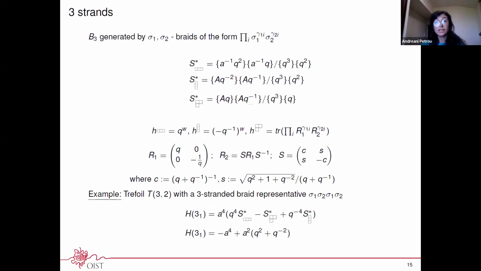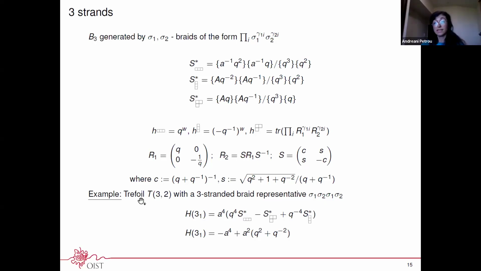And on three strands, similarly, now we have two braid generators. So the braid words will be of this form. And we have three Schur functions now. The coefficients for these two are the same, but for the hook Young diagram, it will now become the trace of a product of some of these R matrices that are given here. So R1 is just diagonal q and minus q inverse, while R2 is some rotated version of that.